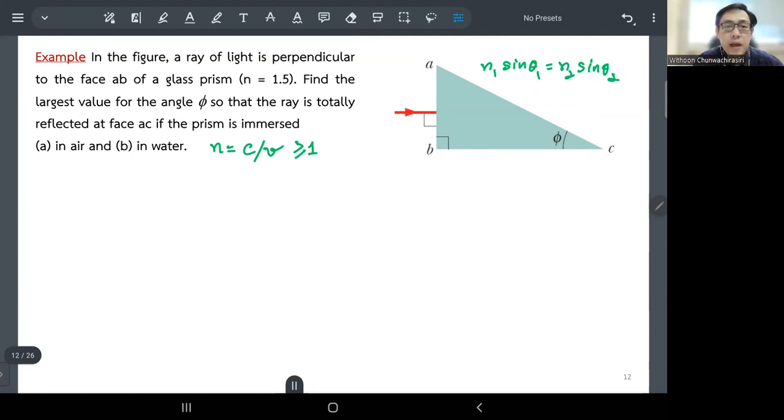All right, guys, let's take a look at this one. In the figure, a ray of light is perpendicular to the face AB, that vertical surface over there. It's a glass prism with n given to be 1.5. Find the largest value of the angle phi, which is the apex of this prism over here, so that the ray is totally reflected at face AC, the diagonal one there, if the prism is immersed in air. Let's try that one.